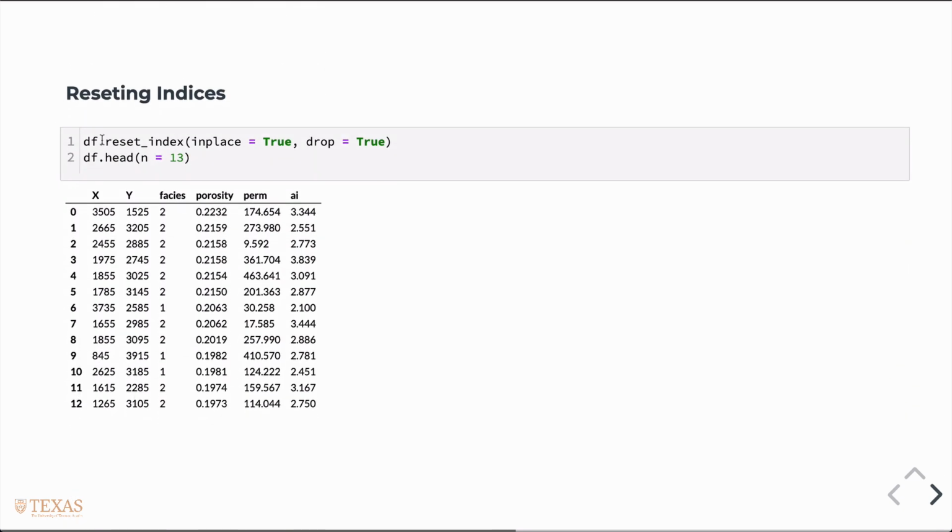We can reset those indices with the reset_index member function, again, in this case, in memory, in place. And so you'll see that this just resets the indices to be monotonically increasing. And again, we are printing off the first 13.